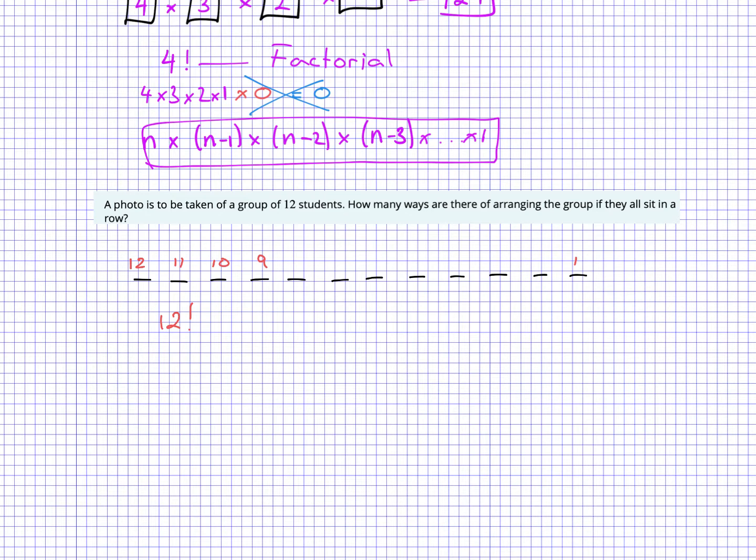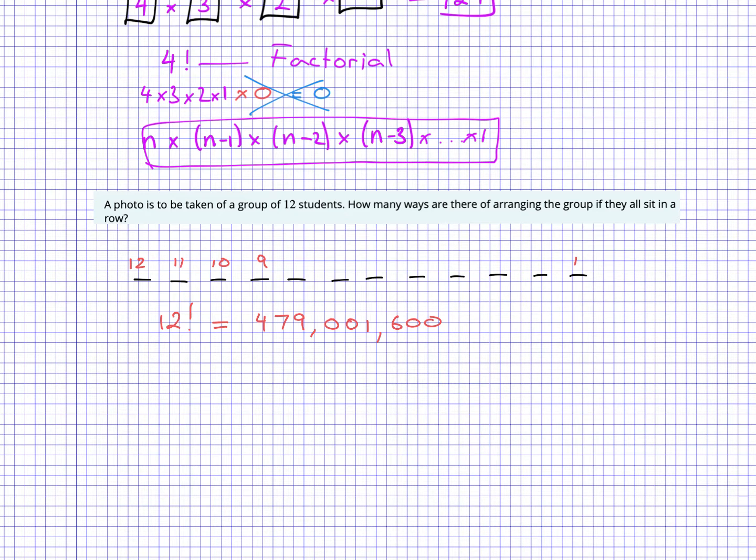12 factorial is able to be done on your calculator. I'm not going to write it out. It is 479,001,600 different ways of arranging 12 students in a row, which is rather large.